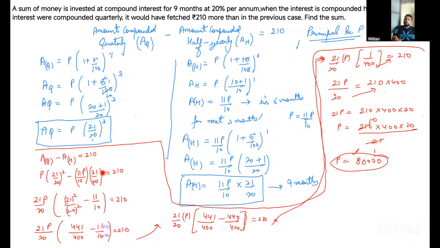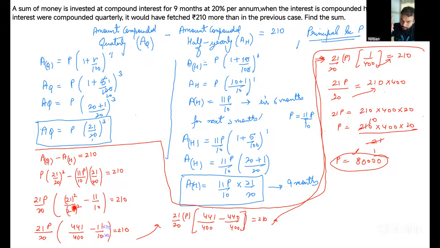What is the common between them? 21 upon 20 is common between them. So I take out 21 upon 20 as common, and P is also there in both the terms, so I take out P as common. Now this is a cube. 21 upon 20 is taken out, so it becomes a square, because 3 is there and one 21 upon 20 is out. So only the square will be left behind.